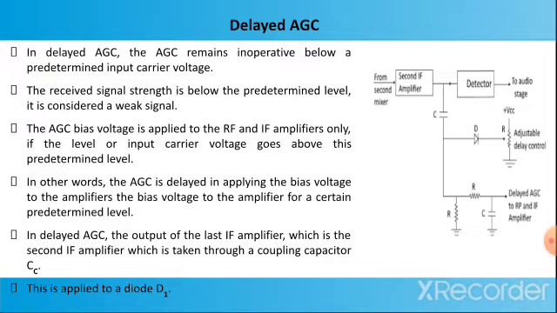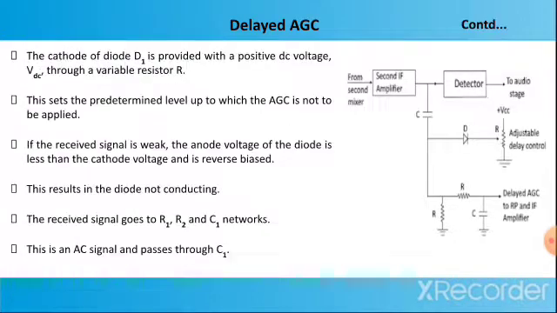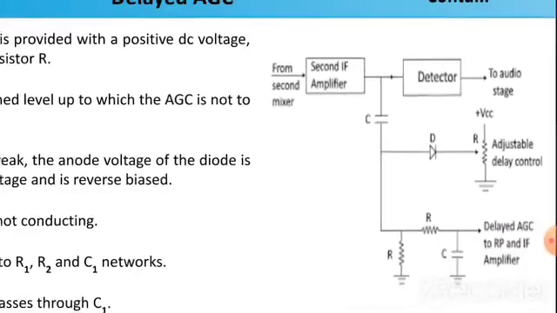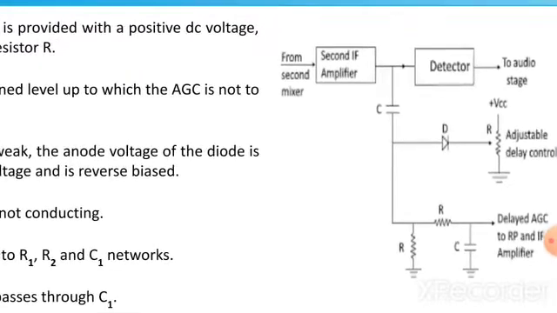In delayed AGC, the output of the last IF amplifier, which is the second IF amplifier, is taken through a coupling capacitor CC. This is applied to a diode D1. The cathode of the diode D1 is provided with a positive DC voltage, VDC, through a variable resistor R. This sets the predetermined level up to which the AGC is not to be applied.